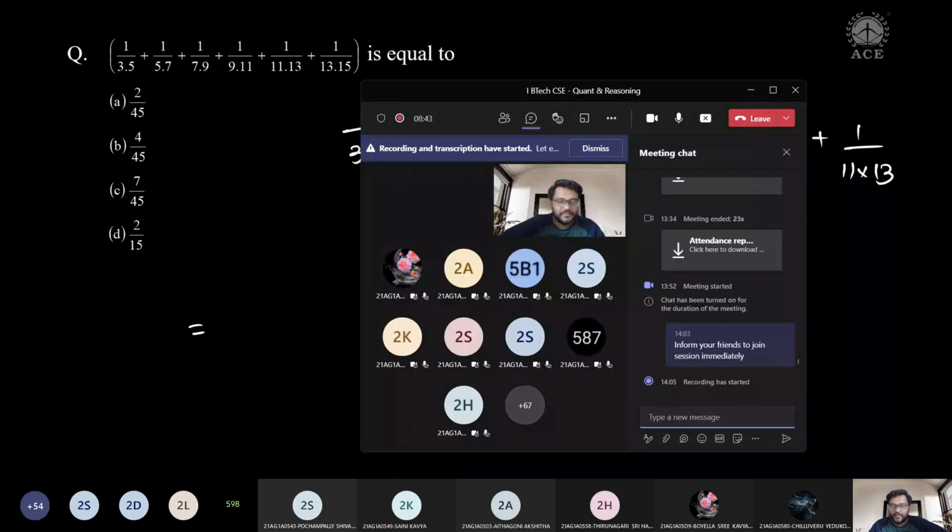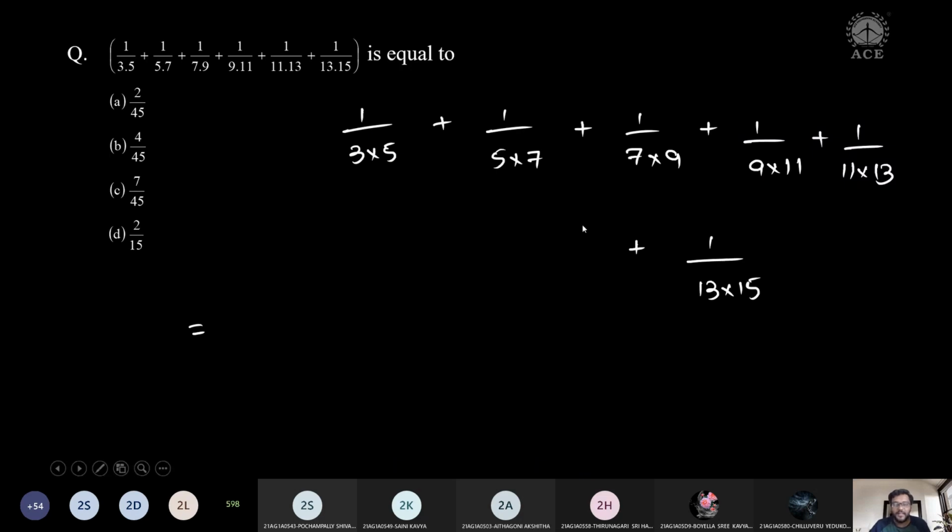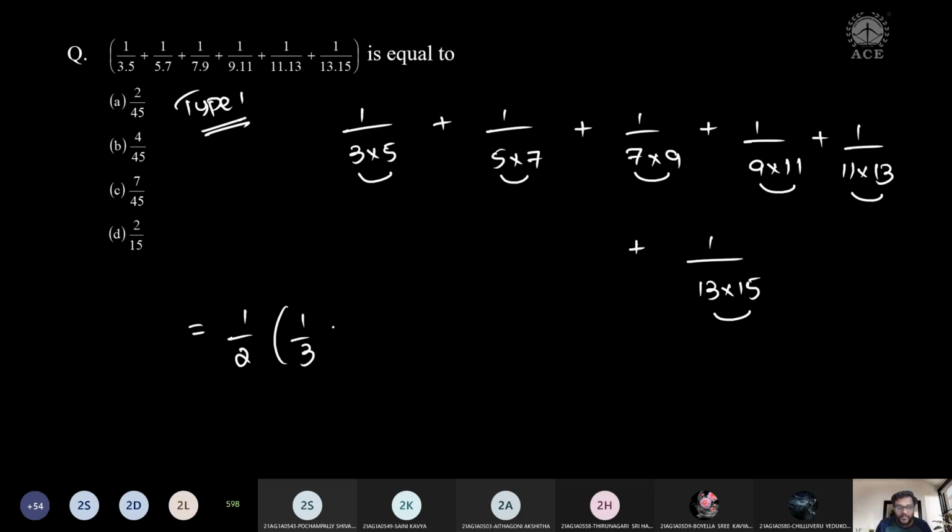1 by 3 into 5, 5 into 7, 7 into 9, 9 into 11, 11 into 13, 13 into 15. This is all in the denominator. See, my dear friends, this is the first type of question where the difference in the denominator is common. If you observe the given terms in the denominator, the difference is common. Now, you can write this as 1 by 2 into 1 by 3 minus 1 by 5.